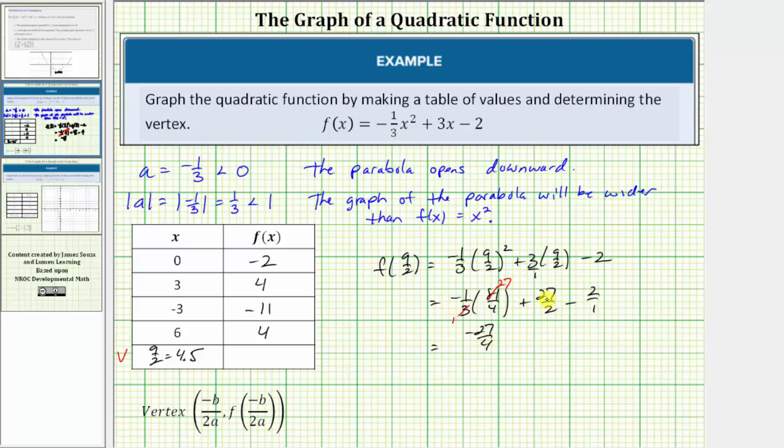Let's write these two fractions as equivalent fractions with the denominator of 4. So multiply the numerator and denominator of 27 halves by 2, and the numerator and denominator of 2 over 1 by 4. This way we'll have a common denominator. So we have negative 27/4 plus 54/4 minus 8/4. Common denominator is 4. The numerator is negative 27 plus 54, which is 27, minus 8, which equals 19. And 19/4 equals 4.75.